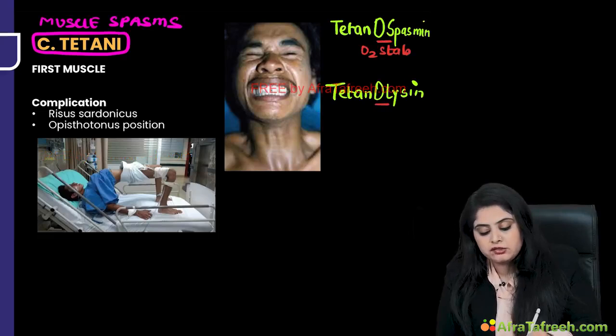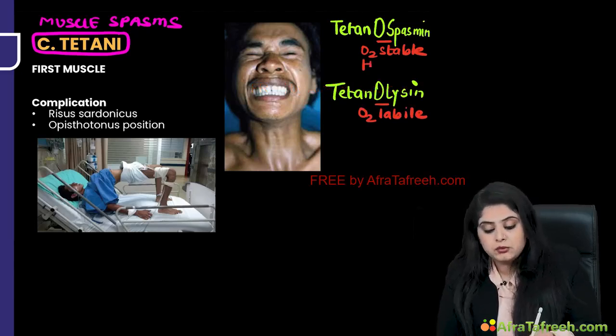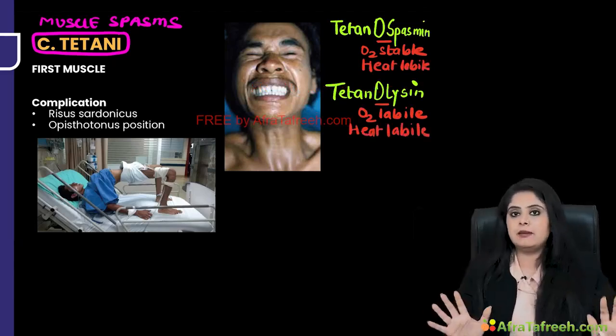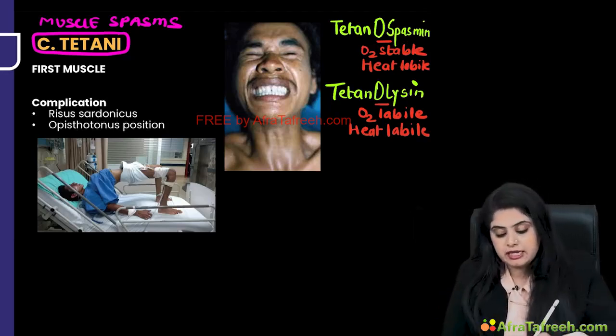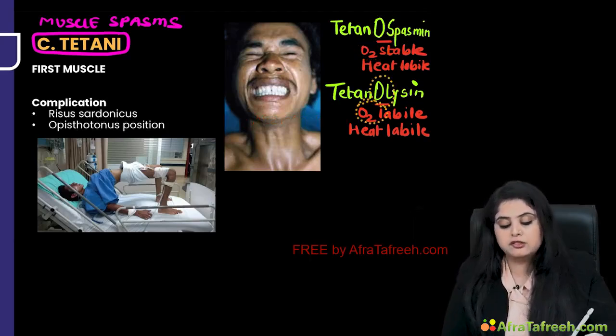Tetanospasmin is going to be oxygen stable, tetanolysin is going to be oxygen labile. That is a question that you get. Why? Because both of them are going to be heat labile. Look, both are heat labile, so I can't really differentiate them on the basis of heat lability. But now you've got the mnemonic: tetanospasmin is oxygen stable and tetanolysin, OL, is going to be oxygen labile.